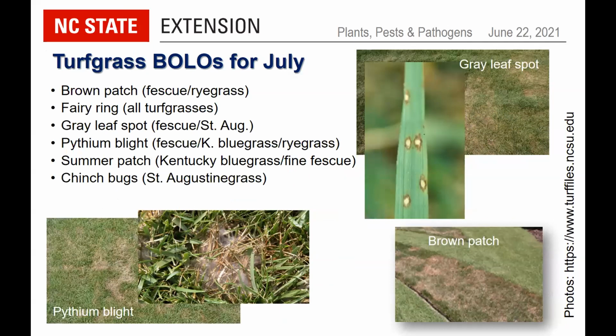And wrapping it up with turf, the brown patch, as the tall fescue gets stressed by the heat, is going to be a problem. Lower right picture there. Fairy ring, any month, any turf grass. Gray leaf spot on fescue or St. Augustine grass would be another one to look out for in the turf, as well as Pythium blight. You can see in the inset photo there at the bottom how you may, under the humid conditions, actually see the webbing of the mycelium of the Pythium there. Summer patch, and it's not a disease, but chinch bugs, which may look superficially like a disease symptom there, affecting St. Augustine grass.